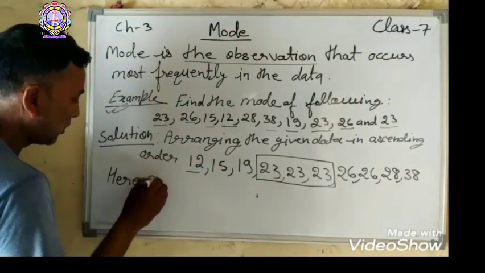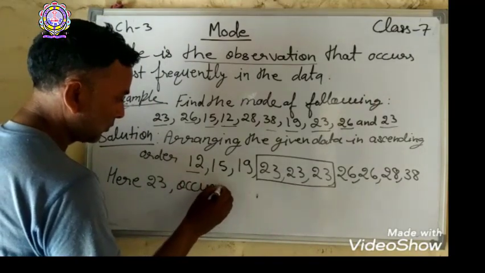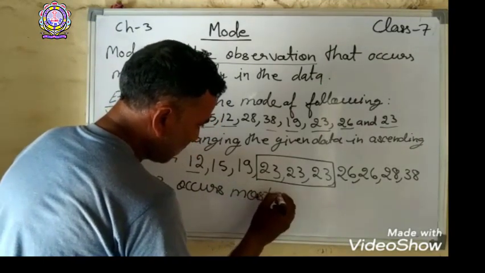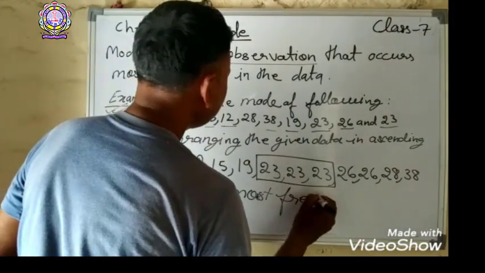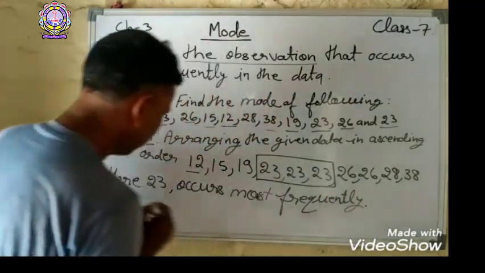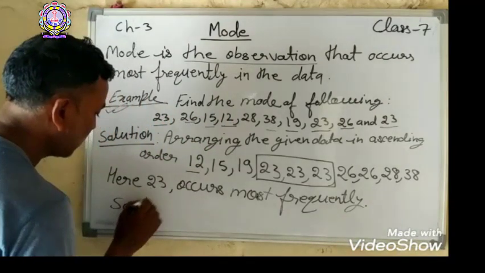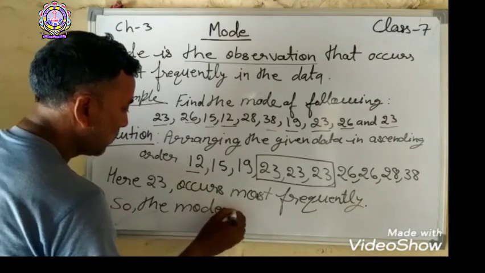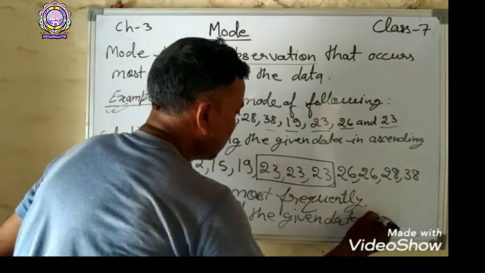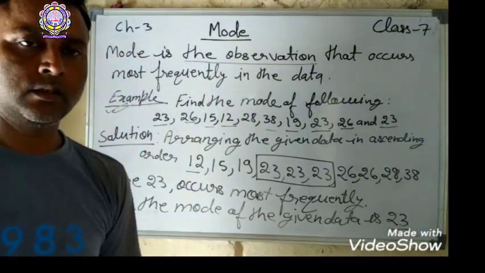So here 23 occurs most frequently. So the mode of the given data is 23. That is the answer. Is it clear? Okay.